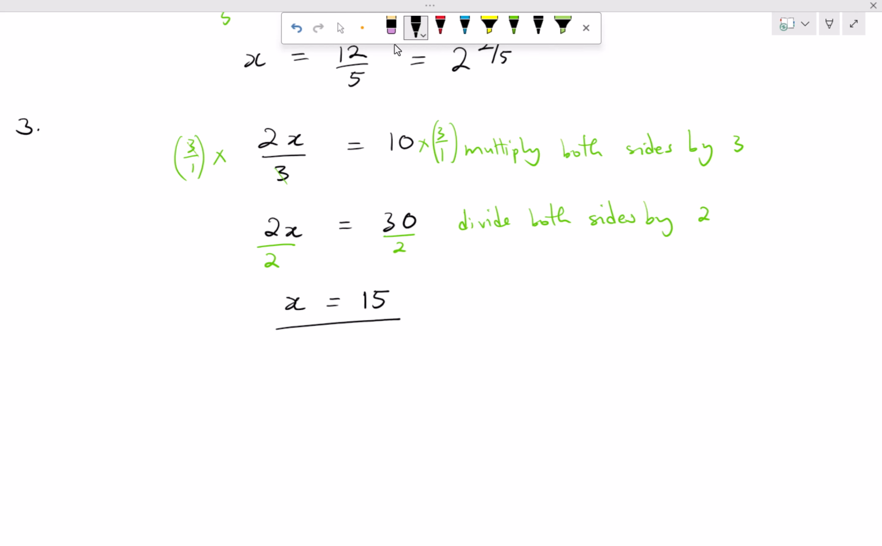So those are the 3 techniques that we will be using to solve our linear equations. I'm going to do a couple of examples.